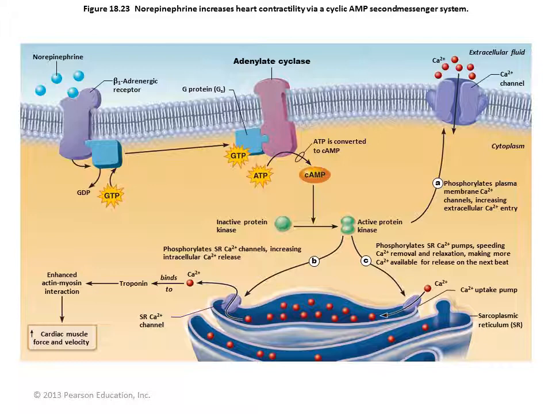And also the sarcoplasmic reticulum has calcium channels, which are also activated by active protein kinases, so that you can put the calcium back into the sarcoplasmic reticulum, so that you have more stored to pump out. So this is how the molecular signaling mechanism works for cardiac muscle contraction.